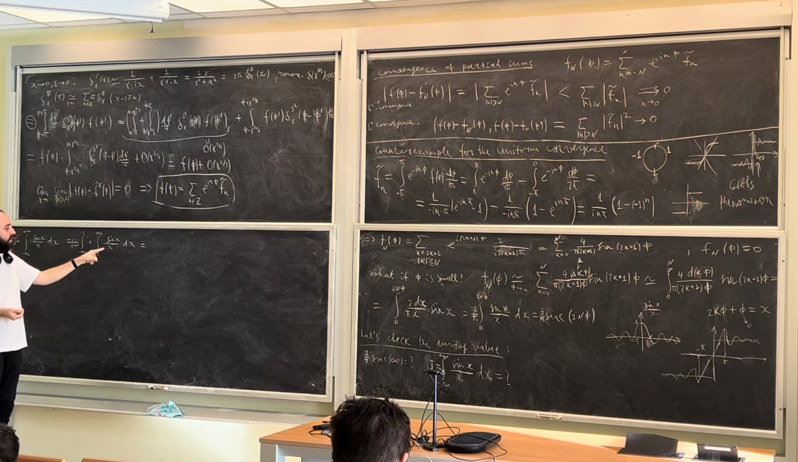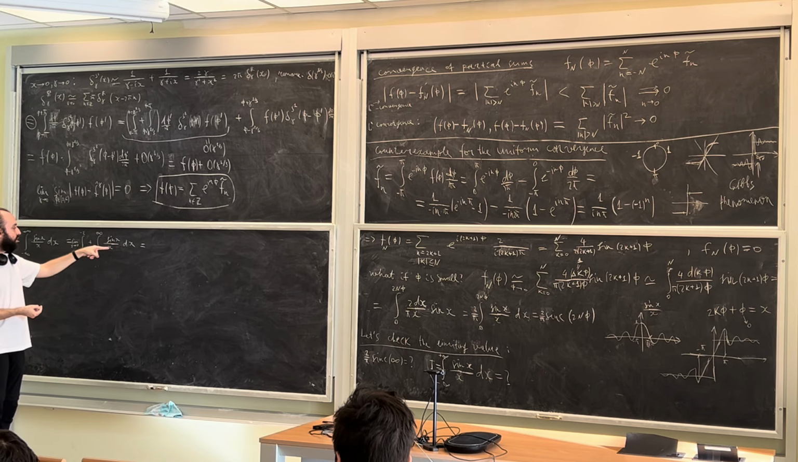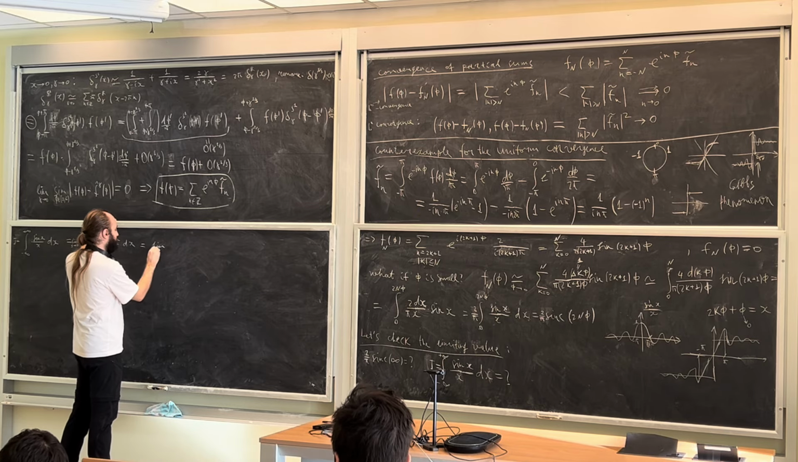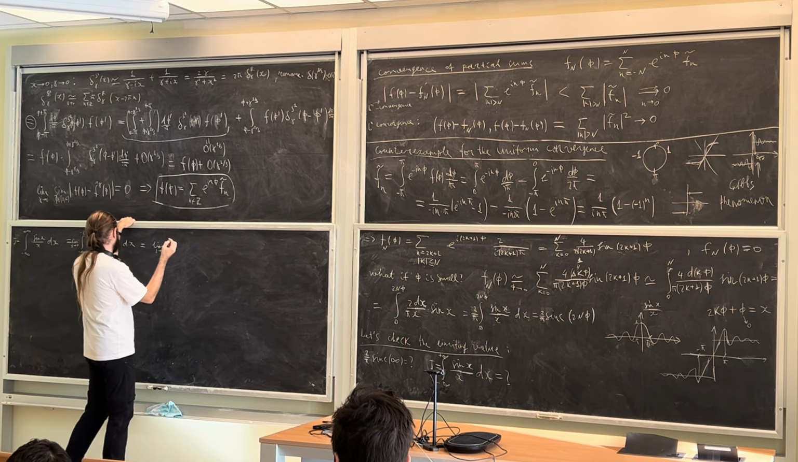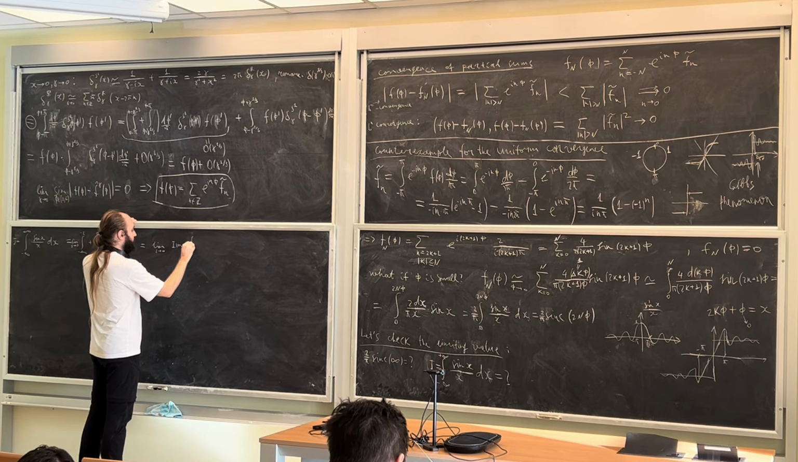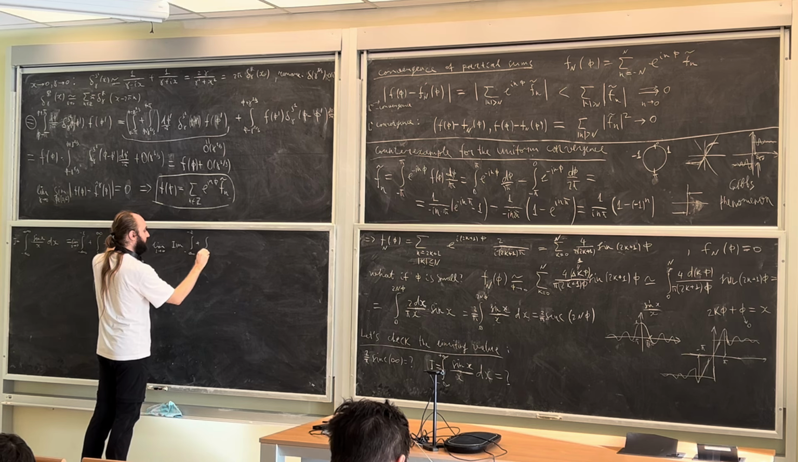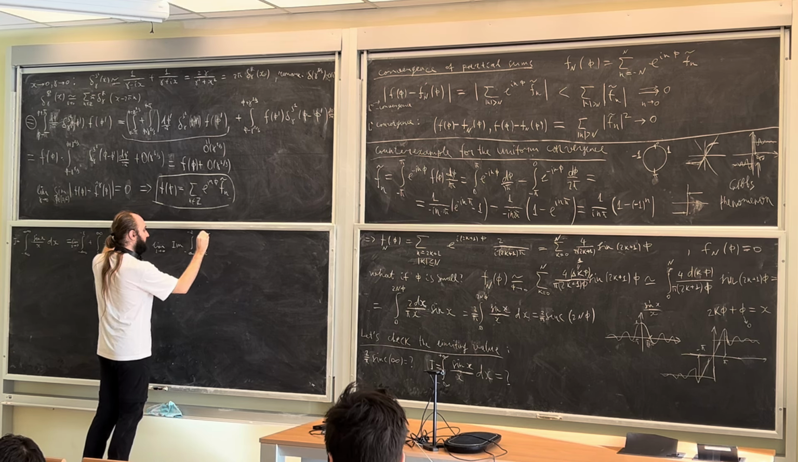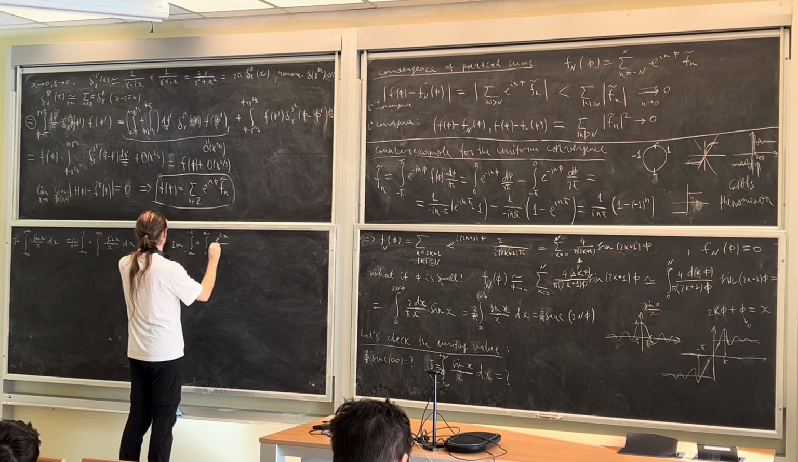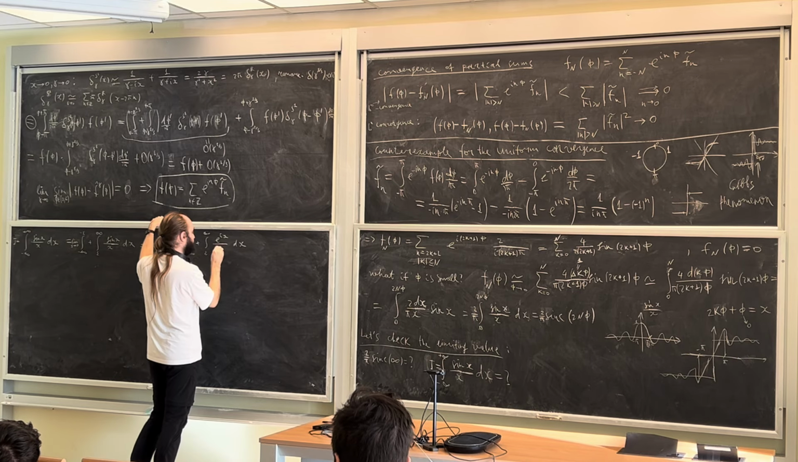But once we write it like this, we can say that sine of x is the imaginary part of the corresponding exponential. So it is the limit for epsilon goes to 0 of the imaginary part of the integral from minus infinity to minus epsilon plus the integral from epsilon to infinity of e to the ix over x dx.